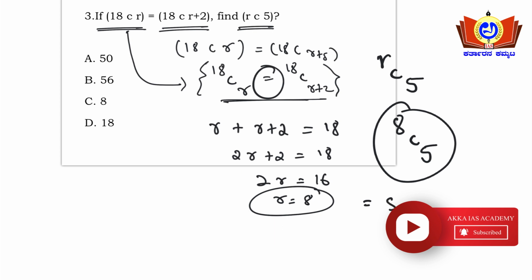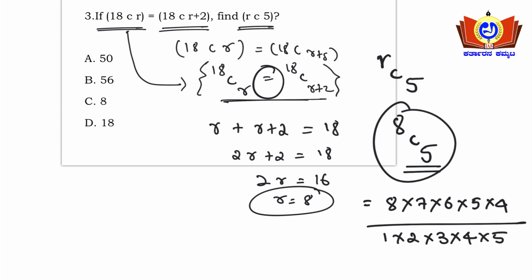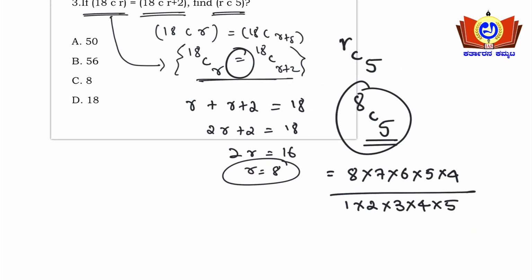Okay, so 8 into 7 into 6 into 5 into 4, reduced 5 times, so 5 is there here. So 1 into 2 into 3 into 4 into 5. Okay, so we'll solve it here. See here, this can be solved as 4 1 times, 4 2 times, and 2 1 times, and 3 1 times, 3 2 times, and 5 1 times. So further can it be solved here?